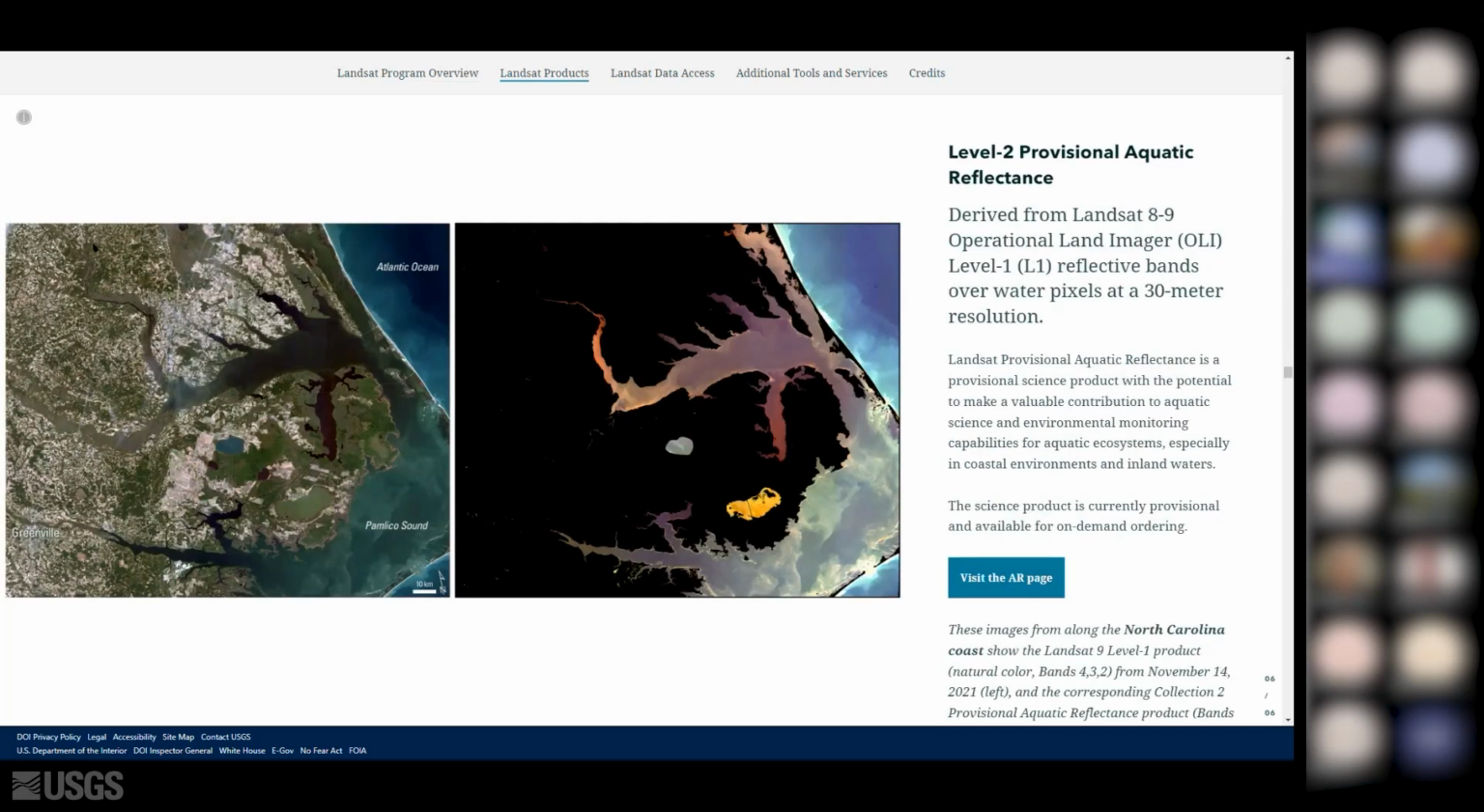And then lastly, in our level 2 products, we have our provisional aquatic reflectance. This here is an example of what it looks like, over the North Carolina coast. The left is a level 1 image, and the right is our provisional aquatic product over the same area and the same scene. This product is derived from our Landsat 8 and 9 level 1 products over bodies of water. So this can be useful to aquatic sciences and environmental monitoring in coastal areas and inland waters. This is also an on-demand product.